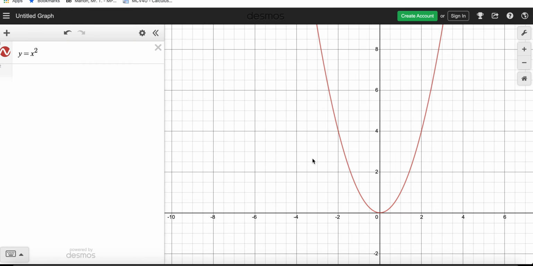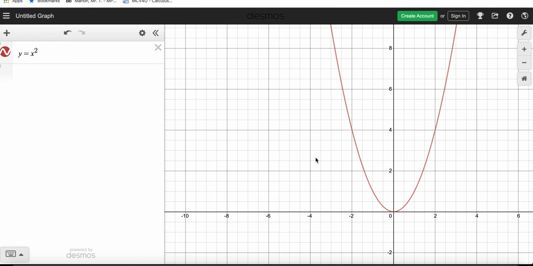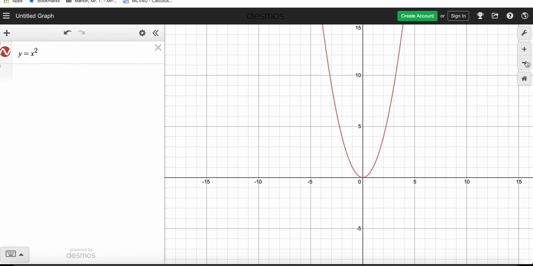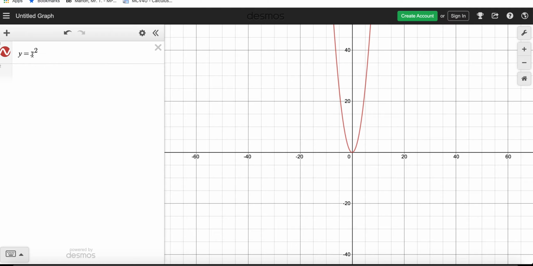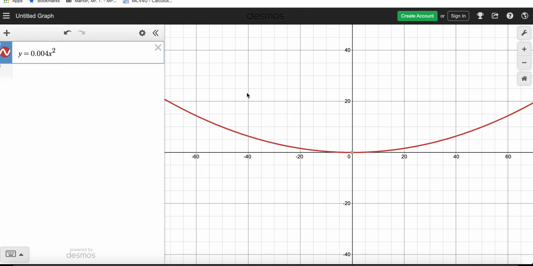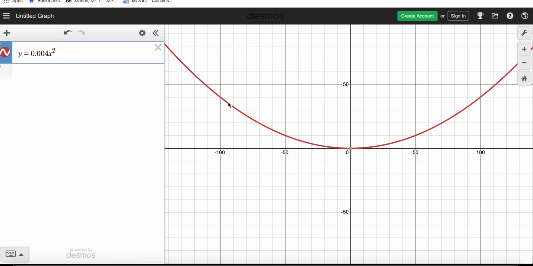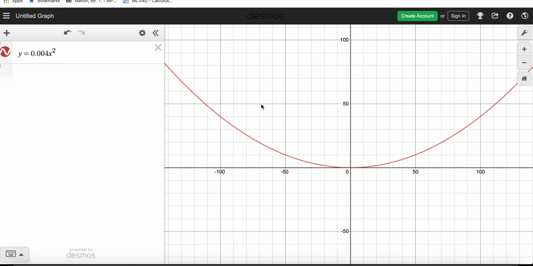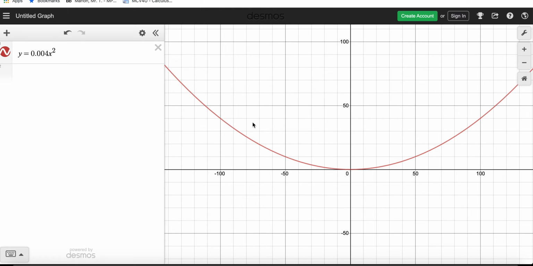For example, let me zoom in here a little bit. Let's make this number, for example, 0.004. You see that this curve gets wider and wider. We would say as if this graph was vertically compressed, as if there is a force acting on it from all the sides, just pressing it downward. So we say that this graph is vertically compressed. It's just getting shorter.